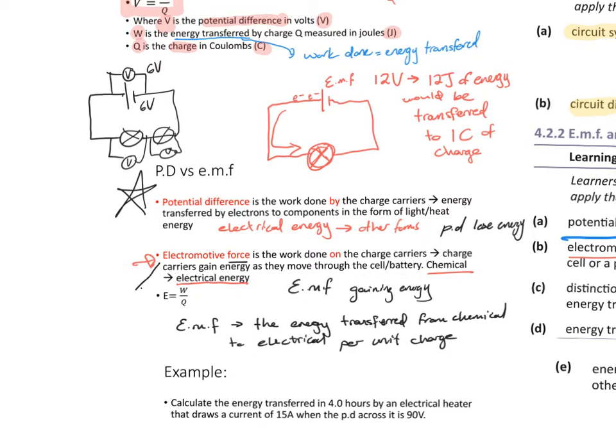Now, electromotive force is given by the symbol epsilon, which is equal to work done per unit charge. It's the same as potential difference, where this symbol stands for EMF, this stands for energy transferred or work done, and this stands for charge. Units are the same: V, volts, for EMF, energy is in joules, and charge is in coulombs.